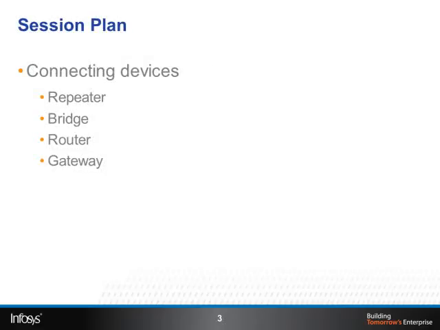To share the data between computers in networks, connecting devices play an important role. Connecting devices are key components for connecting different types of networks. In this session, we will discuss connecting devices, namely repeater, bridge, router, and gateway.